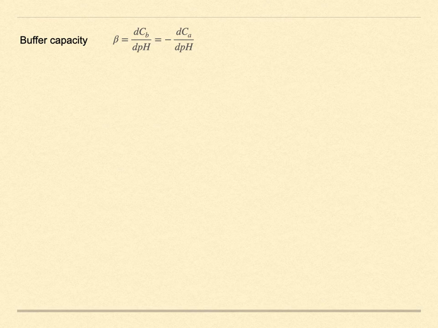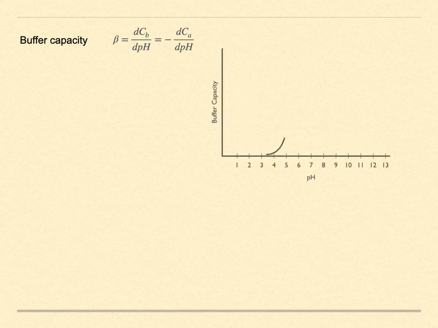If we were to determine the derivative, the buffer capacity, as a function of pH, we would find a curve such as this. Now, the peak of the curve is when pH equals pKa. This is the point where the system requires the most amount of added acid or base to effectuate a change in pH. Put another way, this is when the system is most resistant to pH changes. This is when a buffer is most effective.